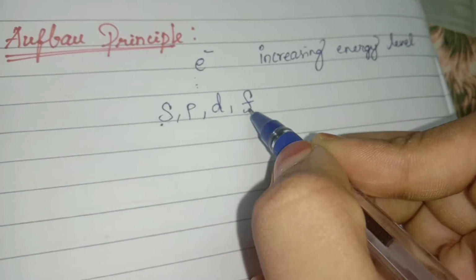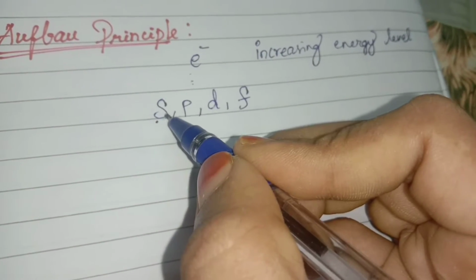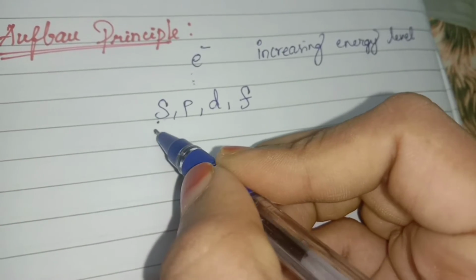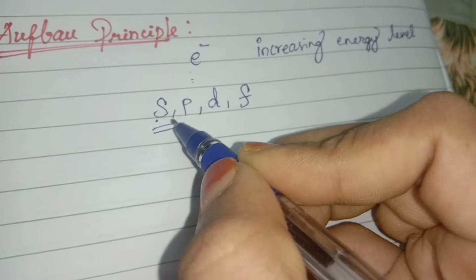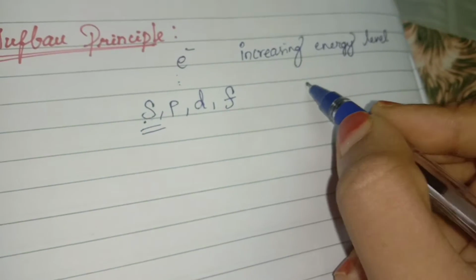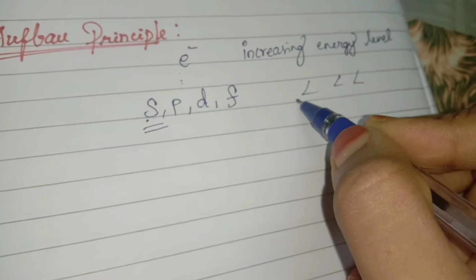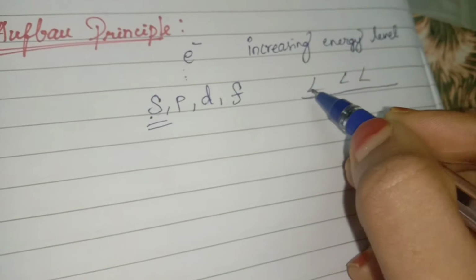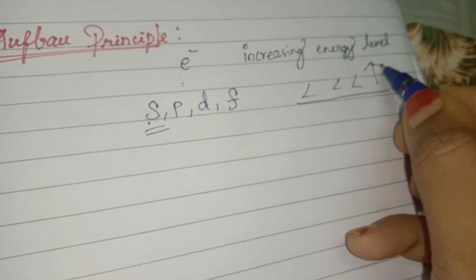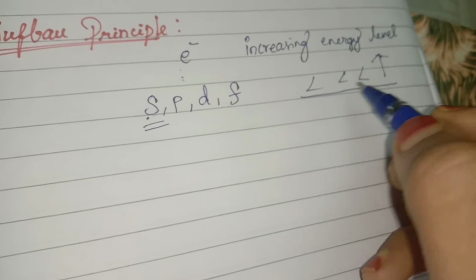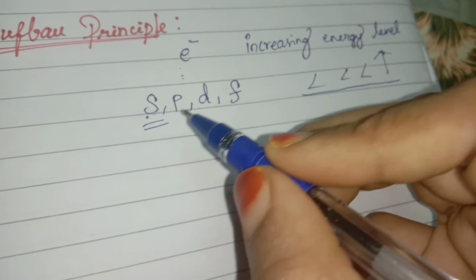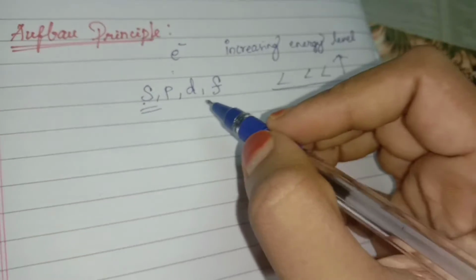In these orbitals, how are the electrons filled? If the electron has a very low amount of energy, it will fill first, then in increasing order, the energy level will go to the peak level. According to that level the electrons will fill in these orbitals. For that there is one diagram.